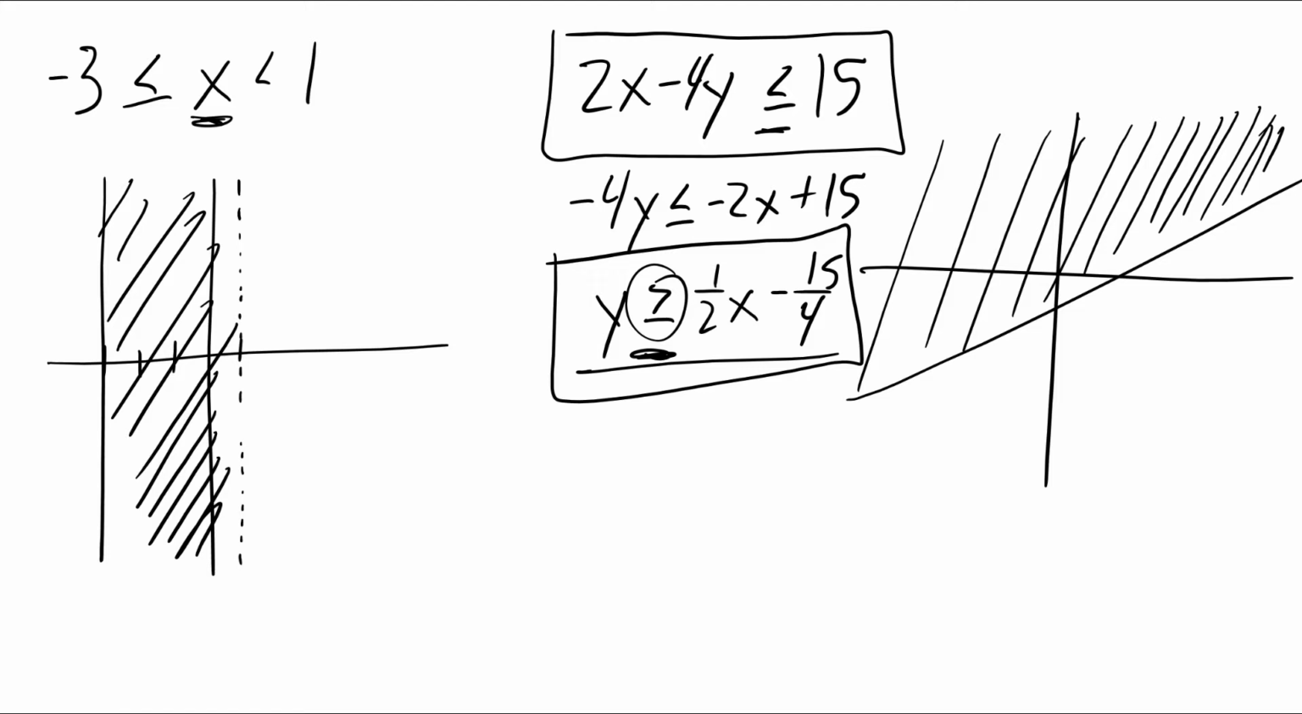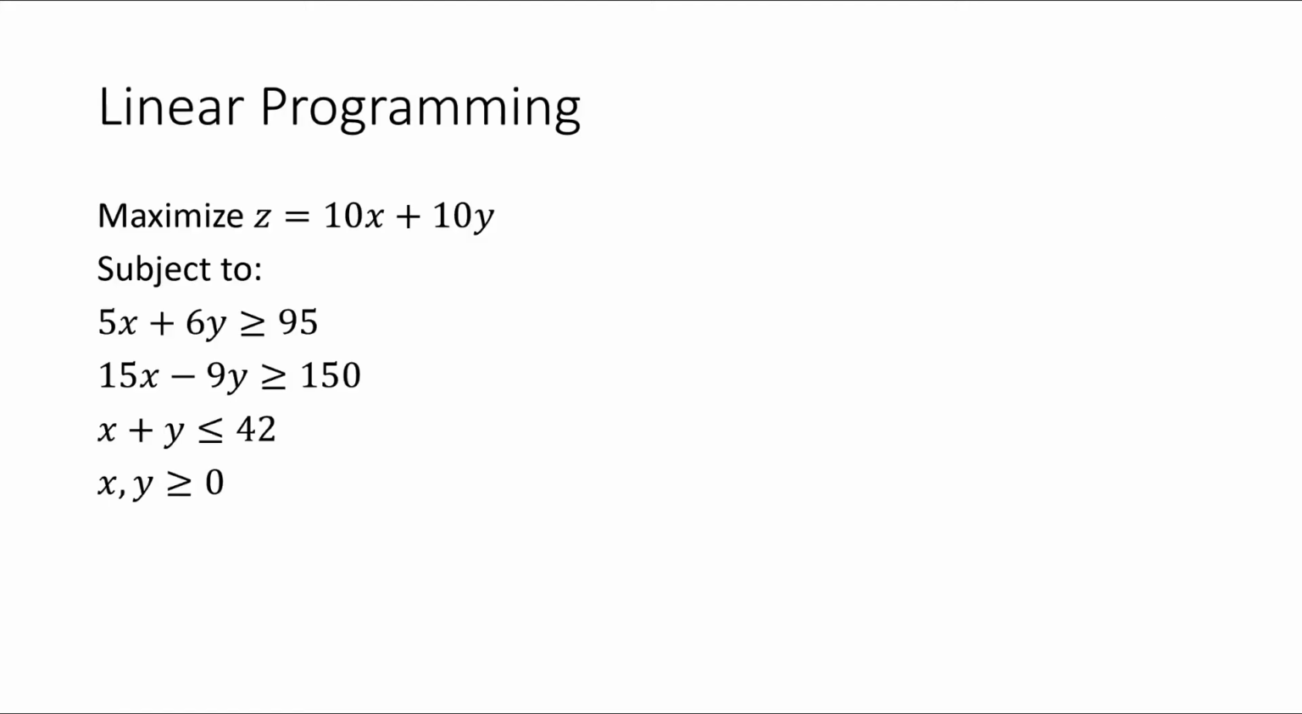All right, so that's a little bit on inequalities. Next, let's look at a linear programming problem. So a linear programming problem is a problem where we are trying to maximize or minimize a function subject to some constraints. So what we have here is we want to maximize z equals 10x plus 10y, subject to the following constraints. 5x plus 6y is greater than or equal to 95. 15x minus 9y is greater than or equal to 150. x plus y is less than or equal to 42, and x and y are greater than or equal to 0.